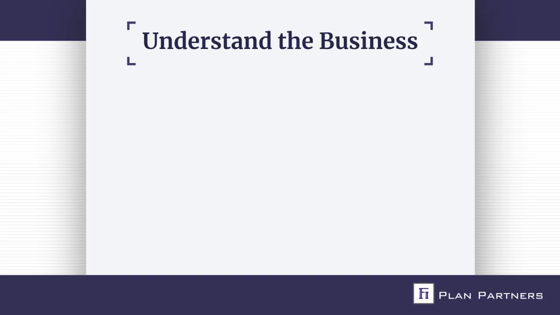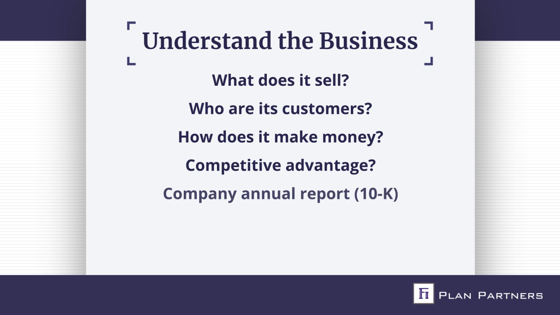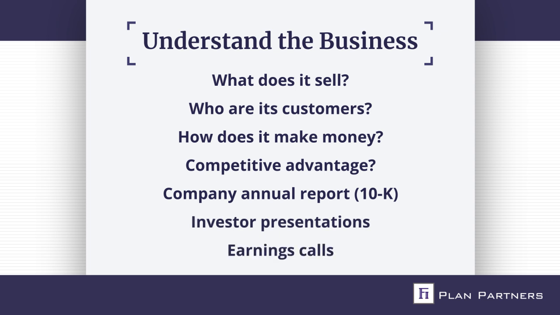Start by understanding what the company actually does. Ask questions like, what products or services does it sell? Who are its customers? How does it make money? What gives it a competitive advantage, such as brand, patents, network effects? An example, companies like Apple. Apple relies on an ecosystem lock-in and premium branding, while Amazon benefits from logistics scale and cloud services. Key sources: the company annual report is called a 10-K. You can get information from investor presentations, and a lot of information can come from earnings calls.